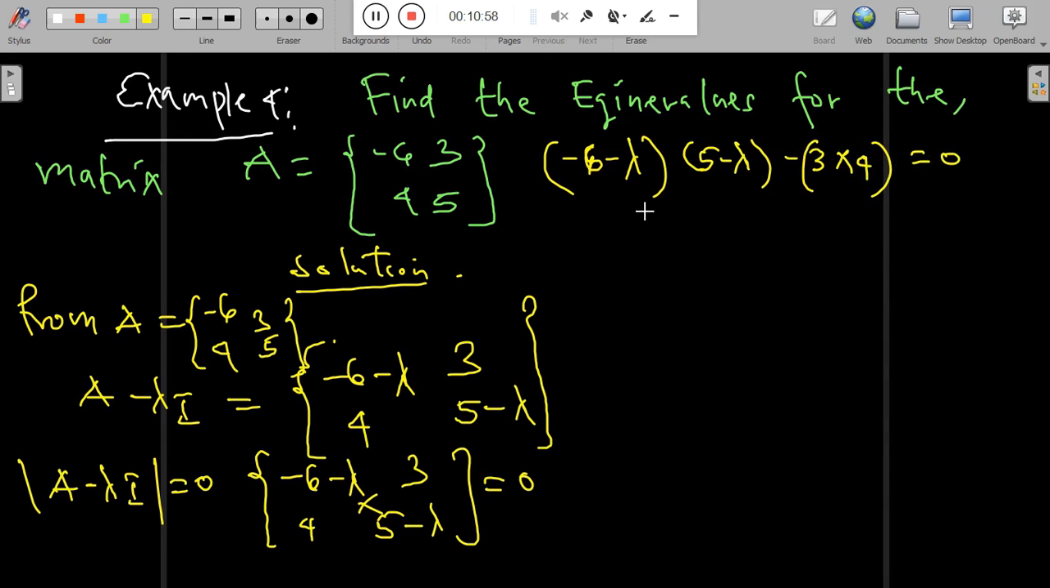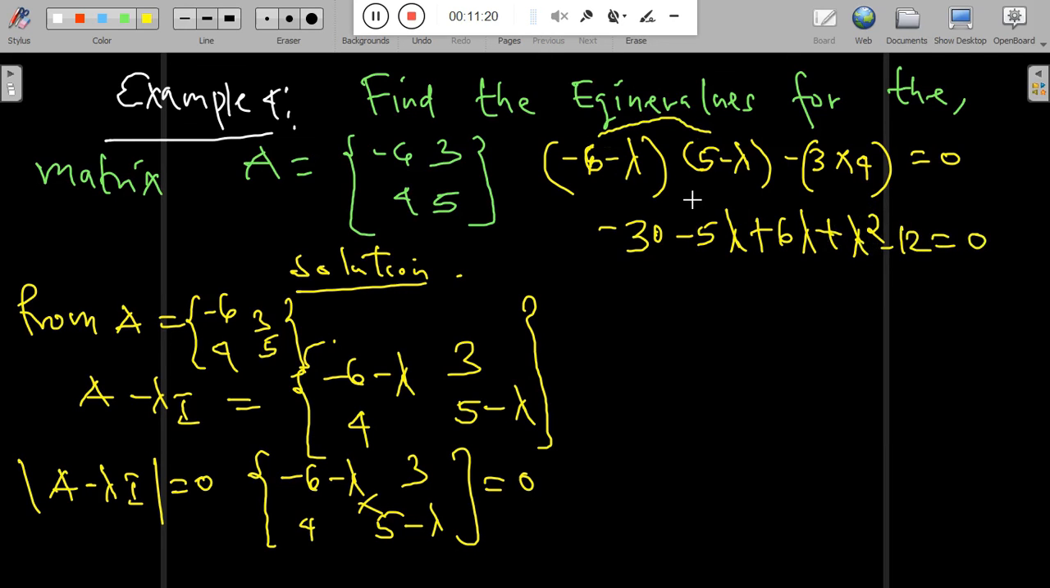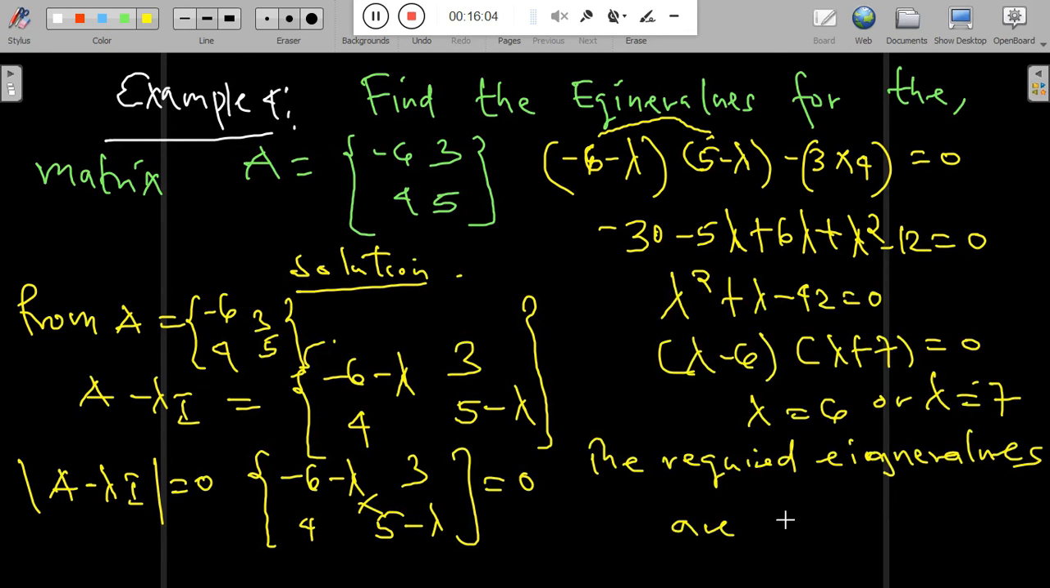So at the end it will give you, we take out negative 6 times 5, that is 30, minus 5 lambda plus 6 lambda plus lambda square, then minus 12, which is equal to 0. So when you get the equation, it will give you exactly the required eigenvalues, that is 6 and 7.